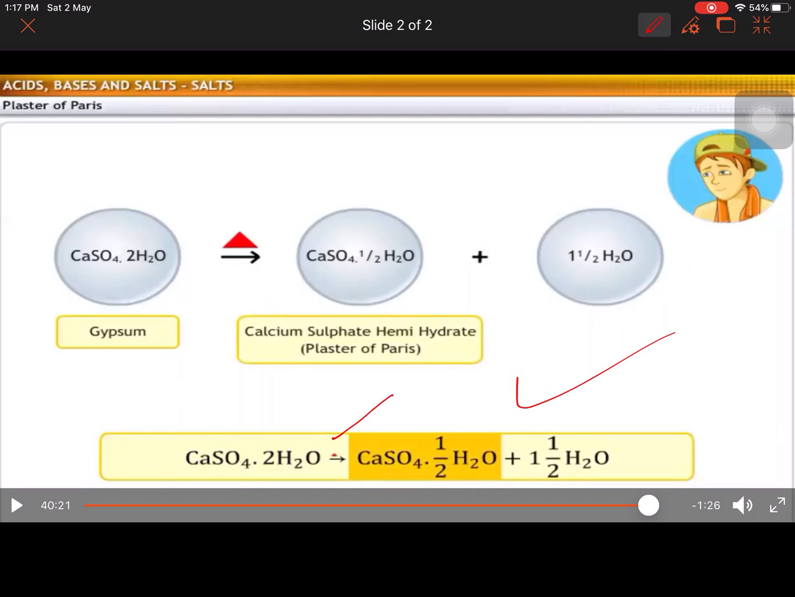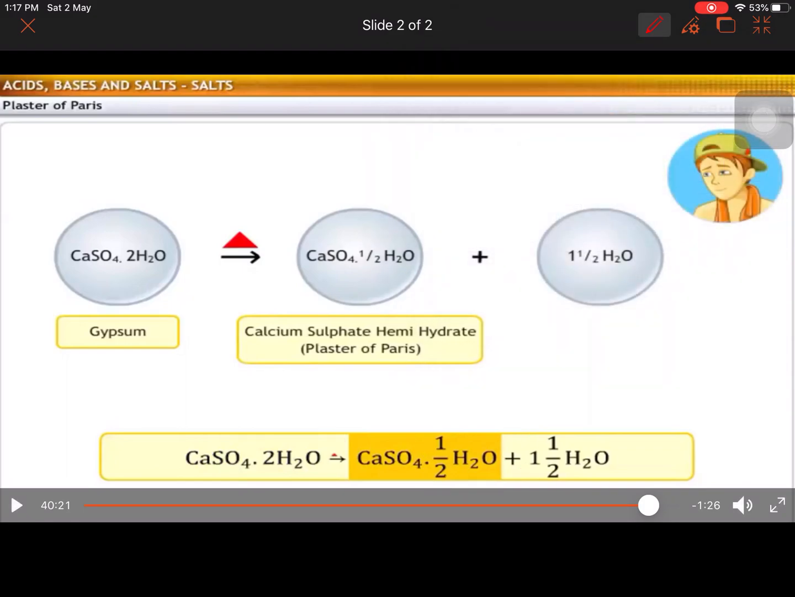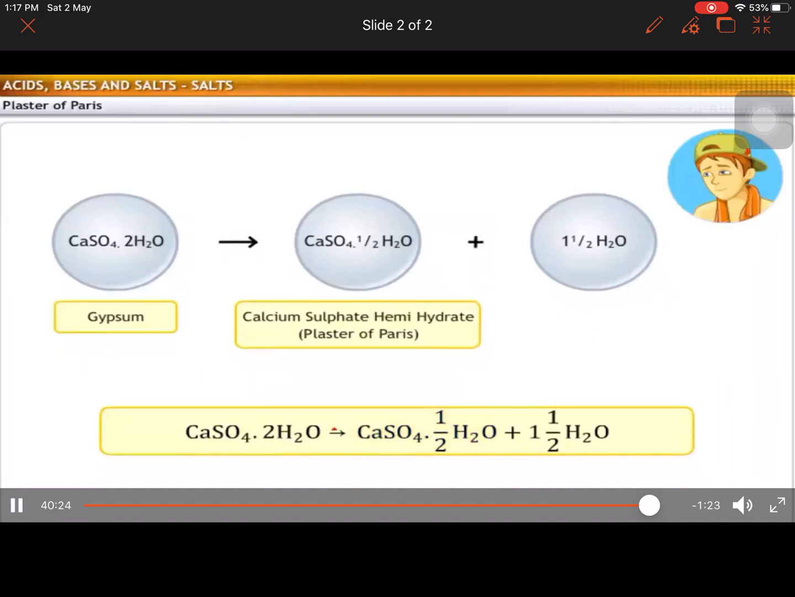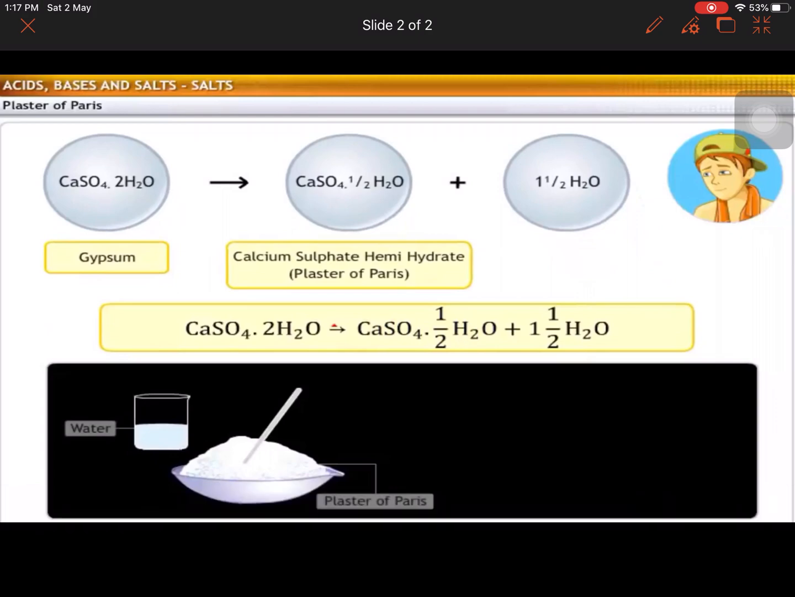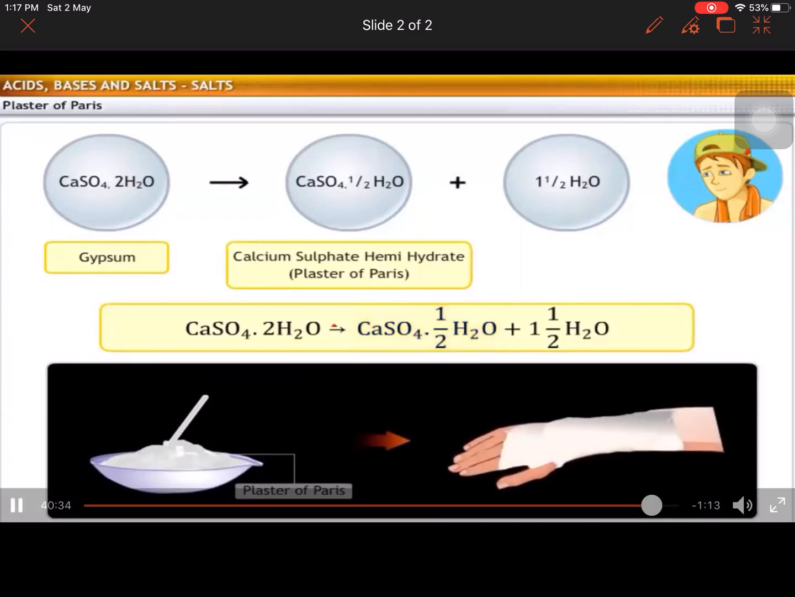CaSO4.2H2O when heated, delta sign, gives CaSO4.1/2H2O plus 1.5 H2O molecules. Dot half H2O means this. How many water of crystallization are in POP? Half a water molecule of crystallization. Now for the 1/2H2O: this calcium sulfate hemihydrate, CaSO4.1/2H2O, sets and becomes a hard mass when mixed with water.